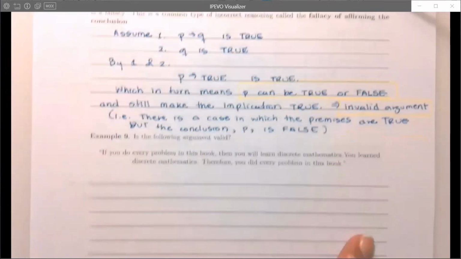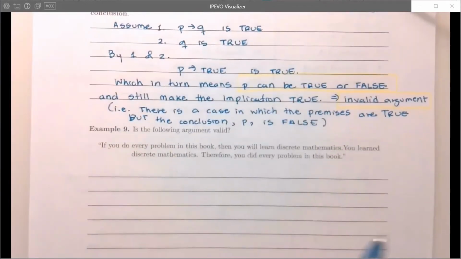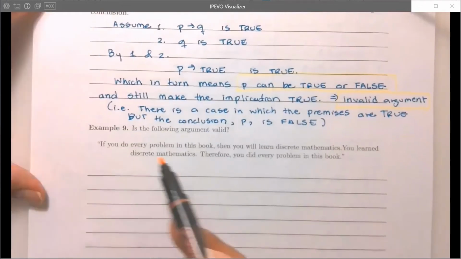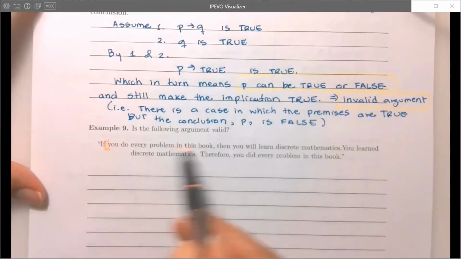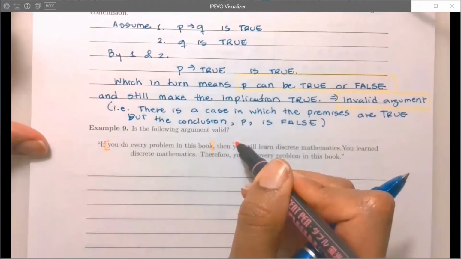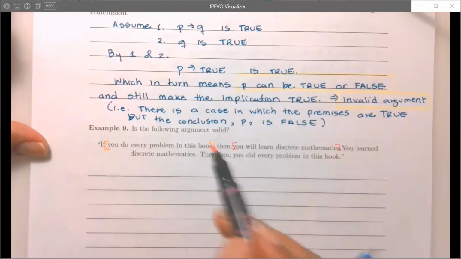Okay, next example. Is the following argument valid? If you do every problem in the book, then you will learn discrete mathematics. You learn discrete mathematics, therefore you did every problem in this book. Okay, if we write this in propositional variables and connectives, let's say that you do every problem in this book is P, and you'll learn discrete mathematics, that's our Q.